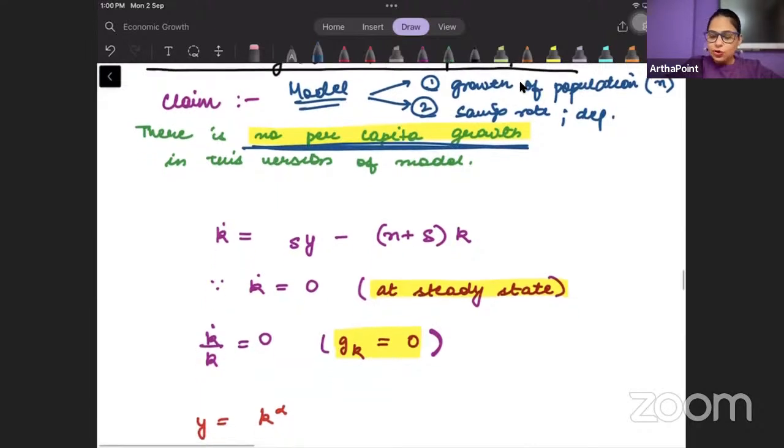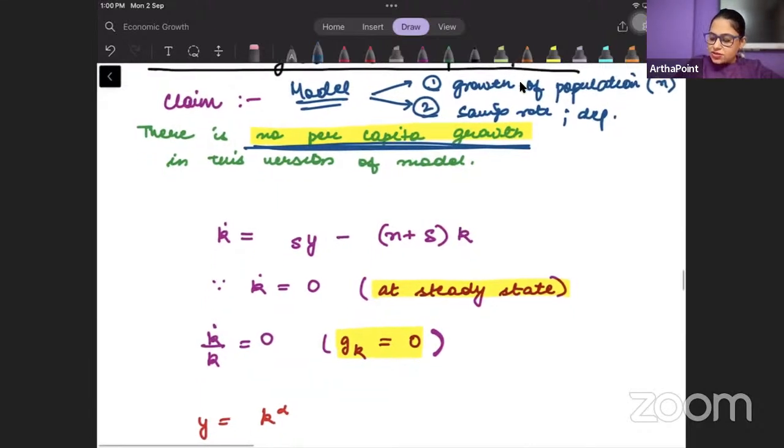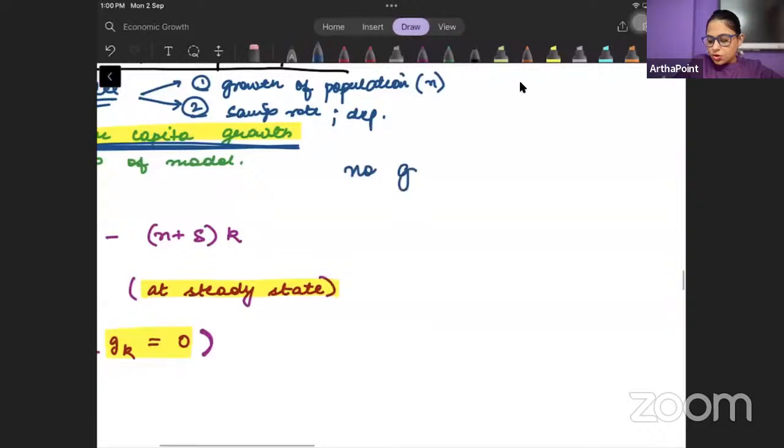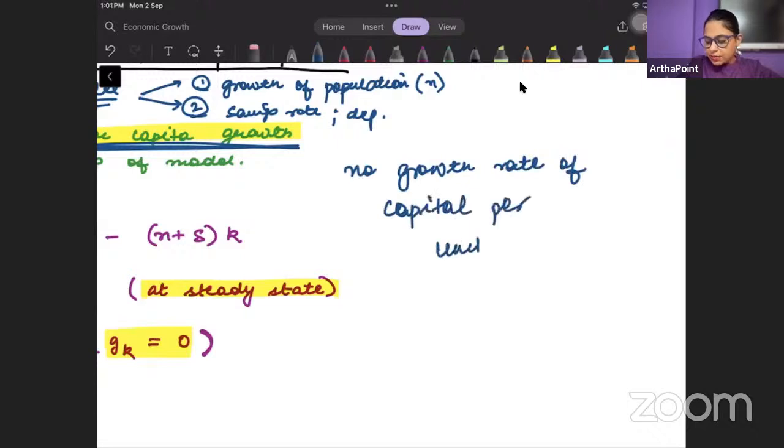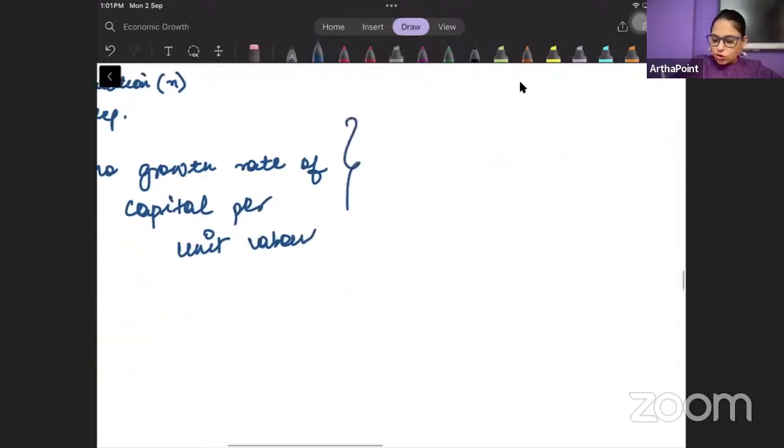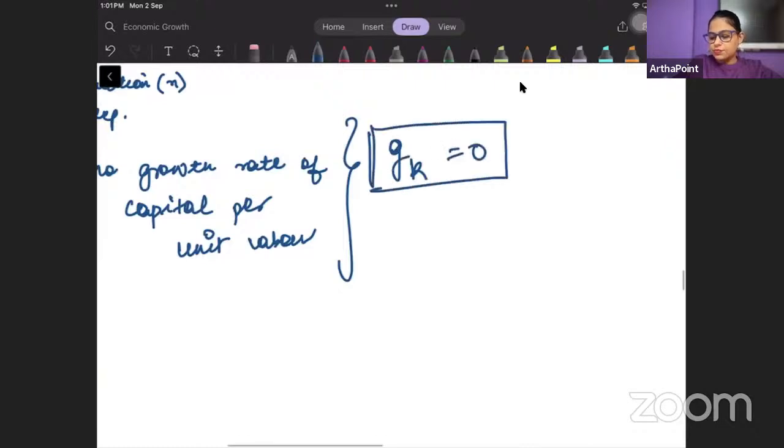No per capita growth rate means what? That there is no growth rate of capital per unit labor, capital per capita. Small k is not growing. Growth of small k is 0. And this is very easy to prove.